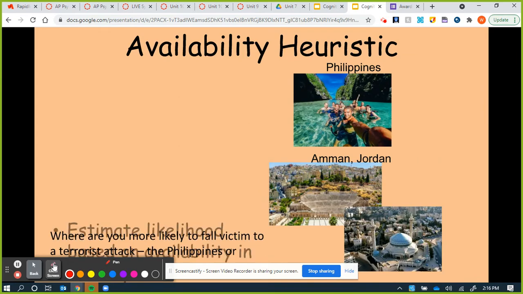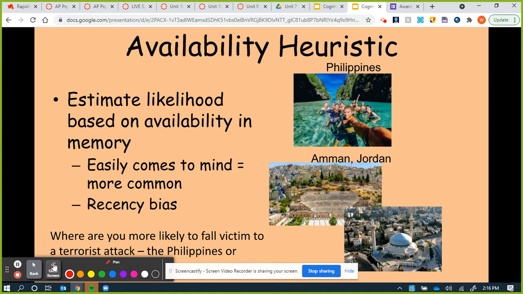The other type of problematic heuristic is what is called an availability heuristic. So representativeness is how easily something fits into a mental image of something. Availability heuristics are how available an example of something happening is to come to mind. If something comes to mind more easily, then we assume that it is more common.